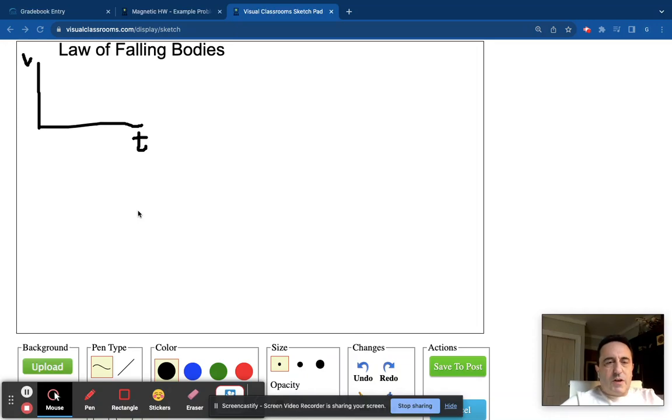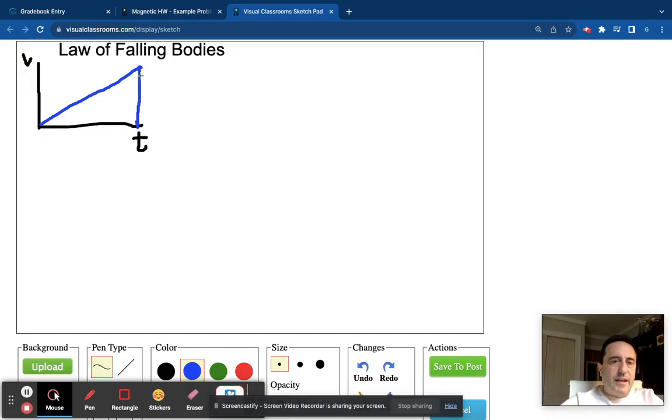I would like to describe Galileo's law of falling bodies. And to start, imagine we have a graph of velocity versus time. And we know that if it's accelerating, it's falling, that this will be increasing. So the velocity is increasing as it falls. And hey, look, this makes a triangle.